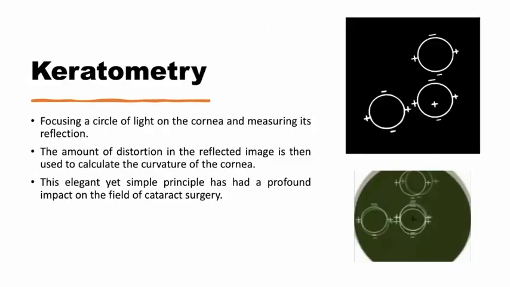Later, keratometry works by focusing a circle of light on the cornea and measuring its reflection. The amount of distortion in the reflected image is then used to calculate the curvature of the cornea. This elegant yet simple principle has had a profound impact on the field of cataract surgery. It has enabled the diagnosis and treatment of a wide range of eye conditions with superb accuracy and precision.